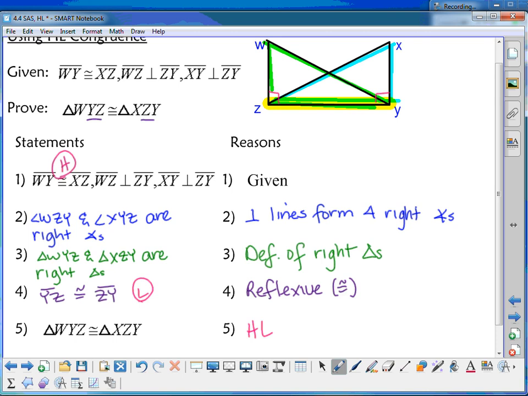So when you're doing triangle proofs, you want to look and see if there's a shared side. Anytime you have a shared side, you can be using the reflexive property. Keep your eyes open for vertical angles as well, because you know vertical angles are congruent. And of course with the parallel lines, look for either alternate interior angles or corresponding angles. Those will show up a lot of the time.